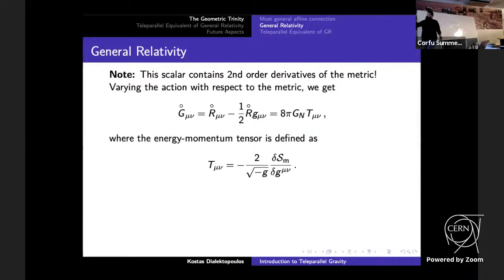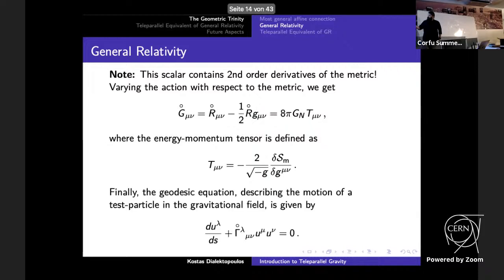Varying the action, we indeed get the equations of motion, where on the left-hand side we have the Einstein tensor, and on the right-hand side, we have the arbitrarily defined energy-momentum tensor, and the geodesic equations for the particles are given by this equation. And this means, in fact, the common expression that matter tells space-time how to curve, and also space-time tells matter how to move.